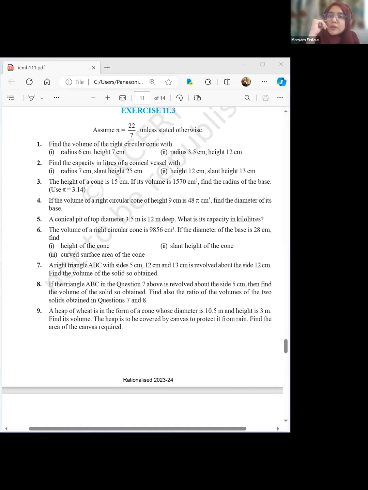Okay. So have you done the first question? Find the volume of the right circular cone. Ma'am, she gave us questions by herself, like gave us radius and all that, and asked us to solve. Okay, fine. So we'll just do a few questions then.